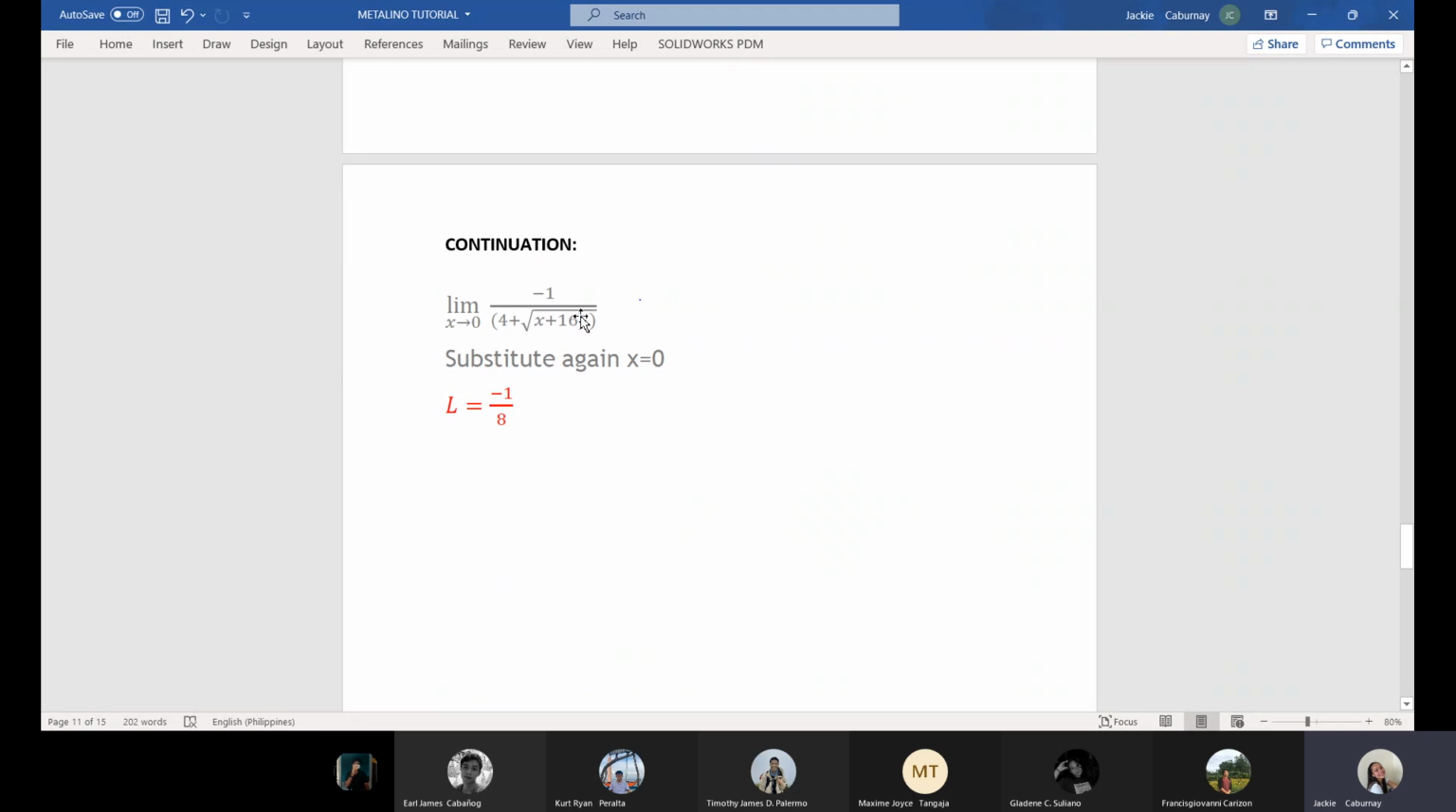So, at this time, you can no longer change the form. This is already the simplest form of your rationalization. So, you can now substitute x equals 0. If you substitute, the limit you get is -1/8.